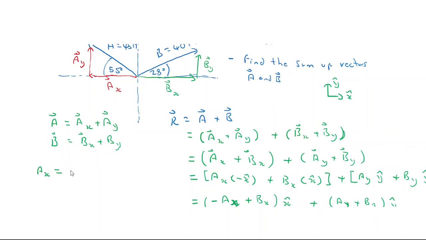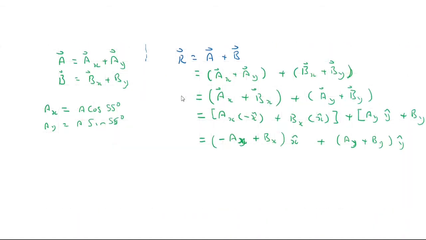You could say ax is just going to be a cos of 55 degrees. Then you could substitute whatever that is. You could also say that ay is going to be a sine of 55 degrees. And you could put the values and then get the value itself if you want. You could do it like that. And normally that's easy for students to do. Then if you look at b, you could say bx is b cos of 28 degrees. Okay, and then you could say by is b sine of 28 degrees.